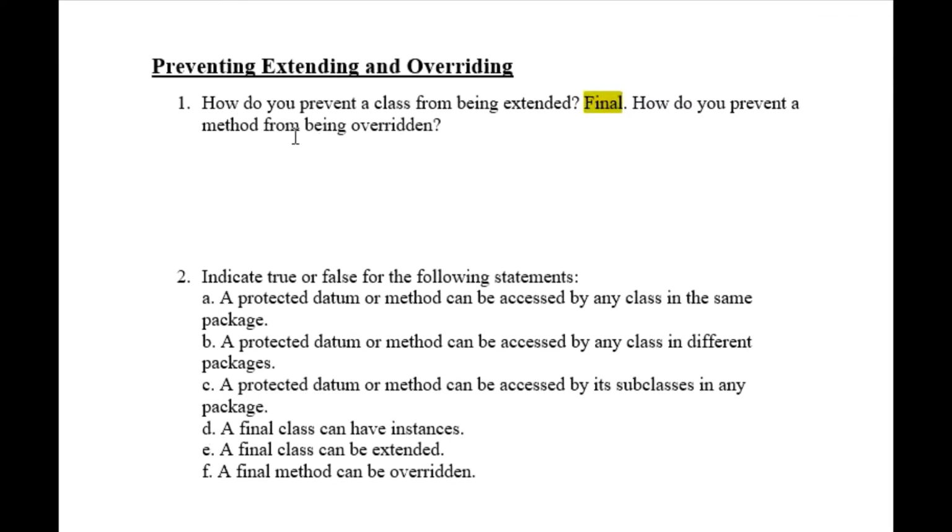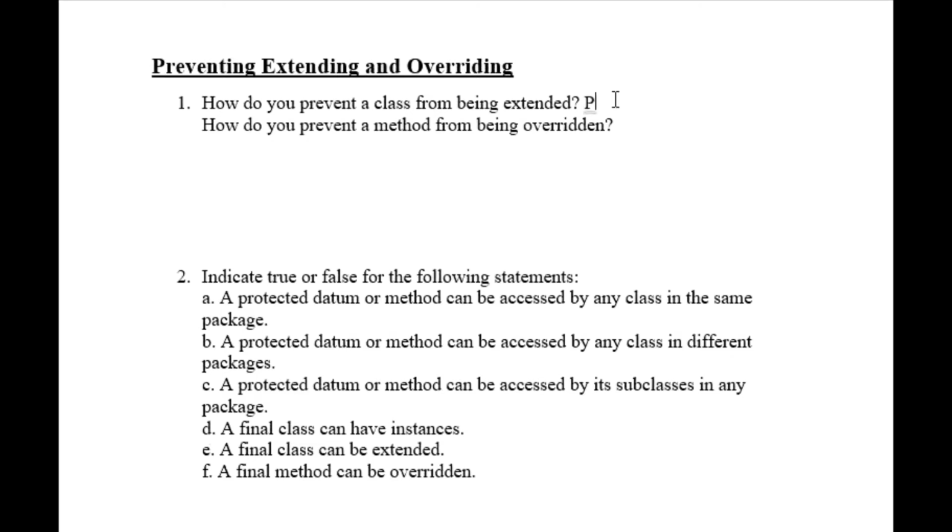How do you prevent a method from being overridden? Again the same thing. When you are writing a method definition, the signature, you write public void and the method name, like calculate, something like that. So you write public final void. Okay, so that is the answer. Remember, a final class cannot be extended. A final method cannot be overridden. So you need to write like this.